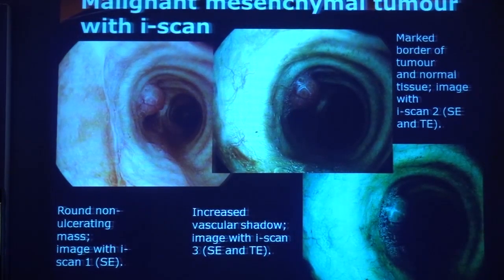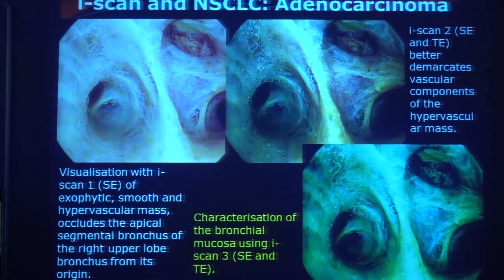Malignant mesenchymal tumor. This is how you can see a very well demarcated edge. Here you can see the vascularity. Also an adenocarcinoma. As you can see, we have secretions, and the secretion means nothing for you, not like autofluorescence. Autofluorescence secretions will give you false results. As you can see here, there are no margins, and this is what adenocarcinoma does. You can't see margins.